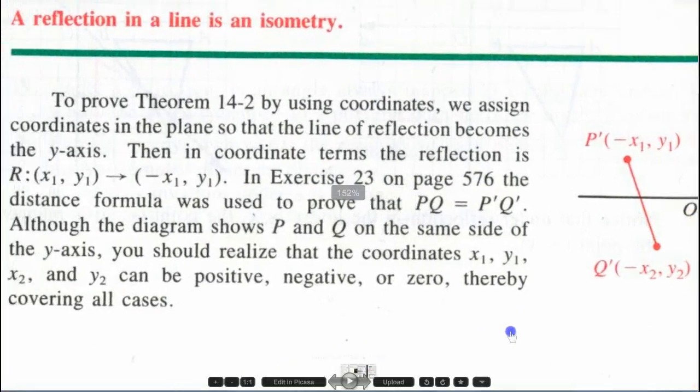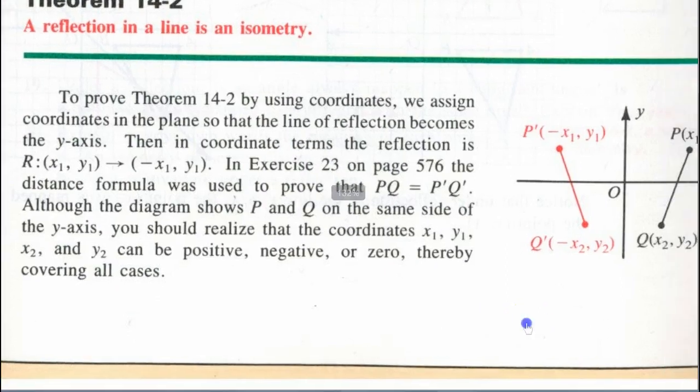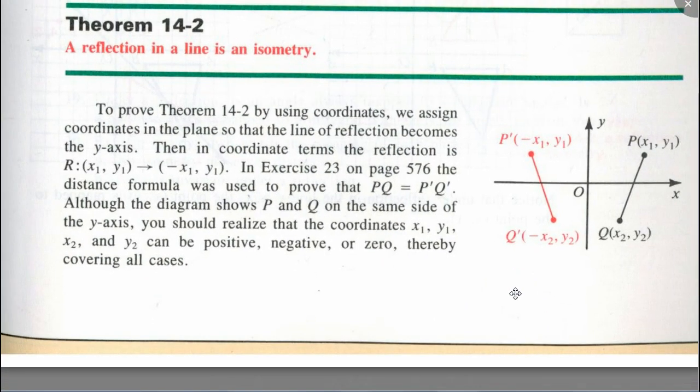To prove theorem 14.2, which is this theorem: reflection in a line is an isometry, by using coordinates, we assign coordinates in the plane so that the line of reflection becomes the y-axis. Then in coordinate terms, the reflection r maps (x sub 1, y sub 1) to (negative x sub 1, y sub 1). In exercise 23 on page 576, the distance formula was used to prove that PQ equals P'Q'. And we just did it.